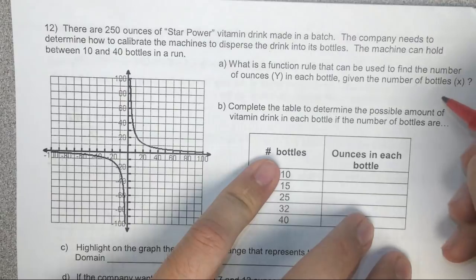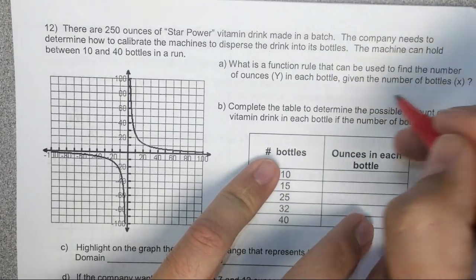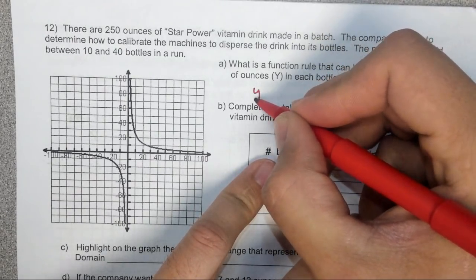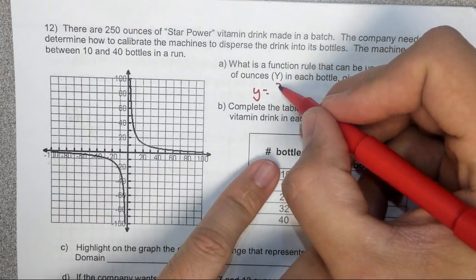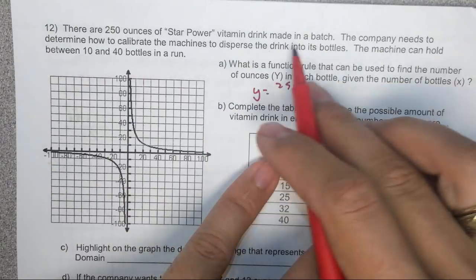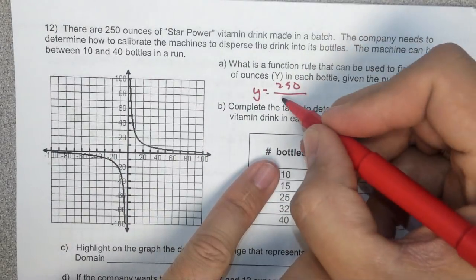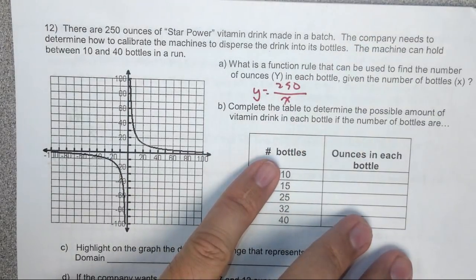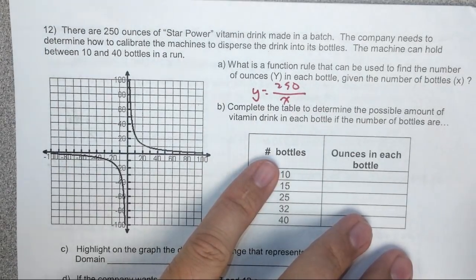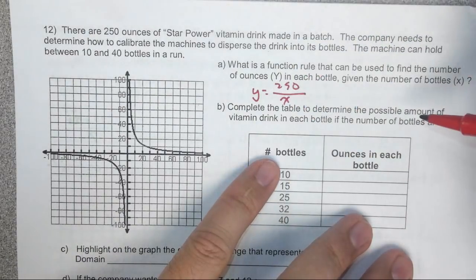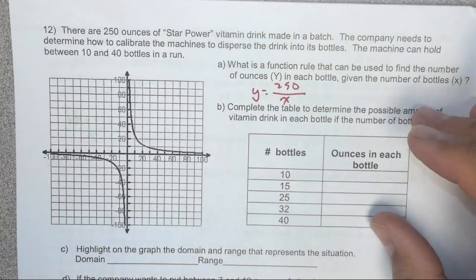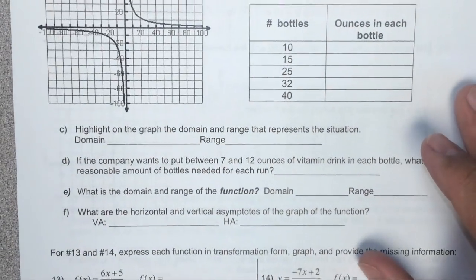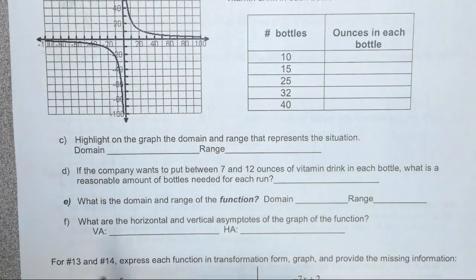Okay. Number of ounces in bottles given the number of bottles. So the number of ounces in each bottle is equal to the 250 that's made in a batch divided by the number of bottles. It's a pretty straightforward one. It doesn't change or increase when you add bottles to it. I'm not going to complete the table. Y'all can complete the table on your own. Domain and range y'all can do on your own.